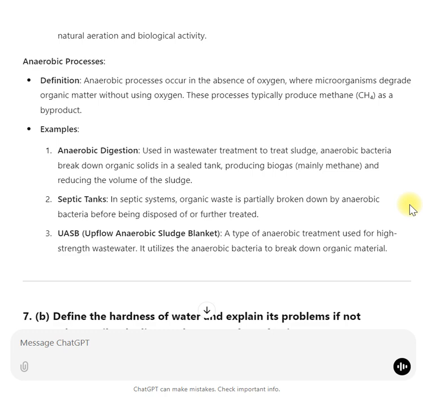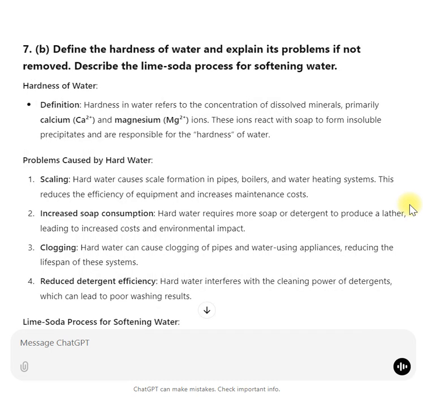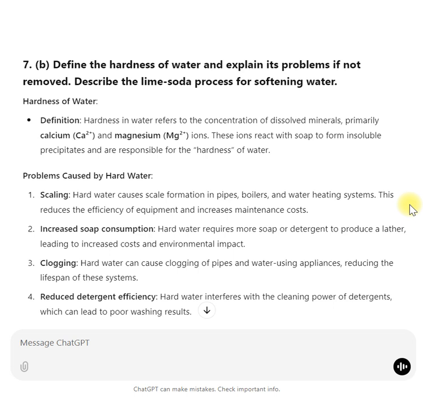7. B. Define the hardness of water and explain its problems if not removed. Describe the lime soda process for softening water. Hardness of water. Definition. Hardness in water refers to the concentration of dissolved minerals, primarily calcium, Ca2+, and magnesium, Mg2+ ions. These ions react with soap to form insoluble precipitates and are responsible for the hardness of water. Problems caused by hard water.